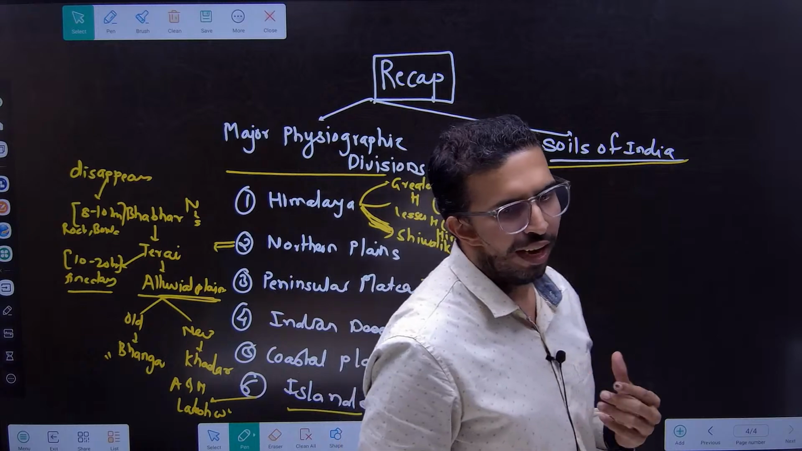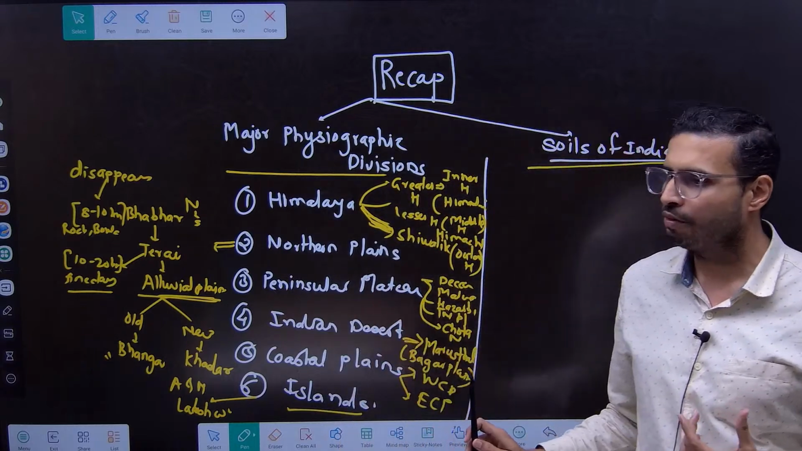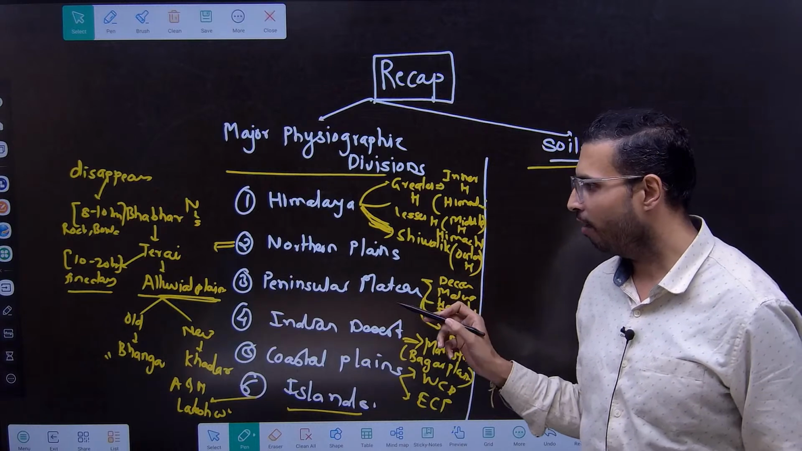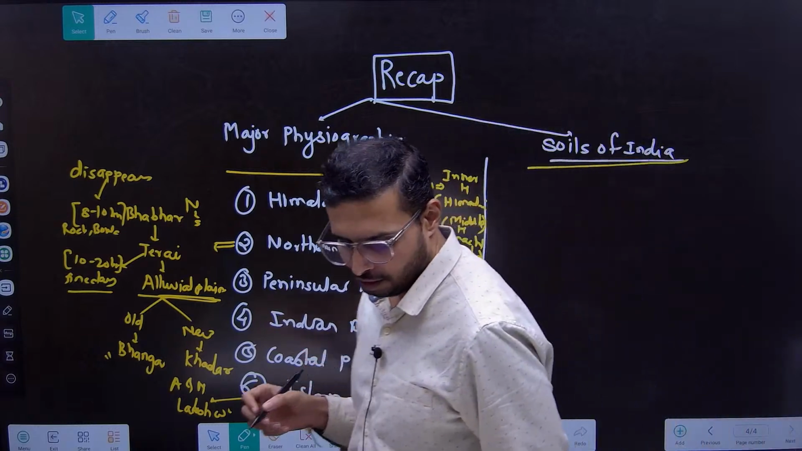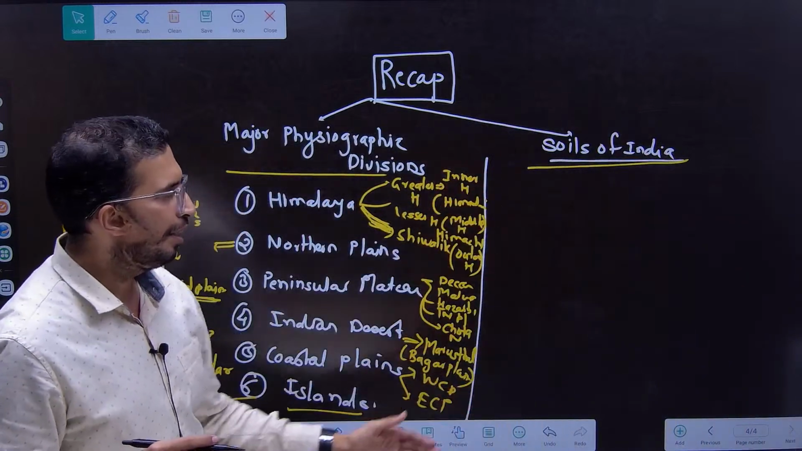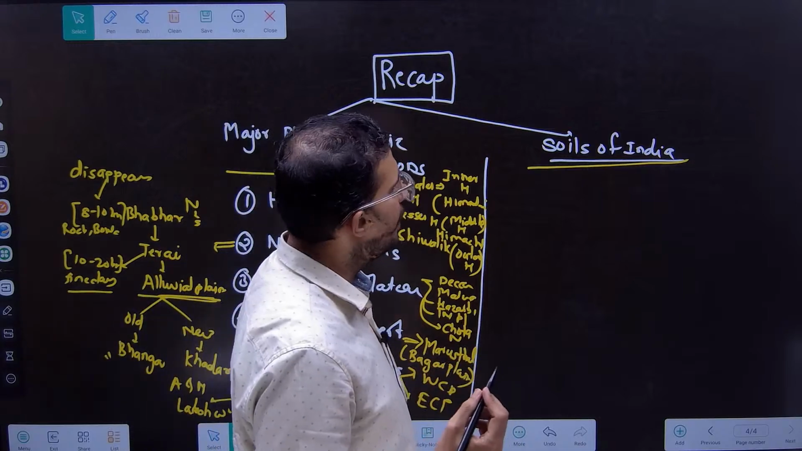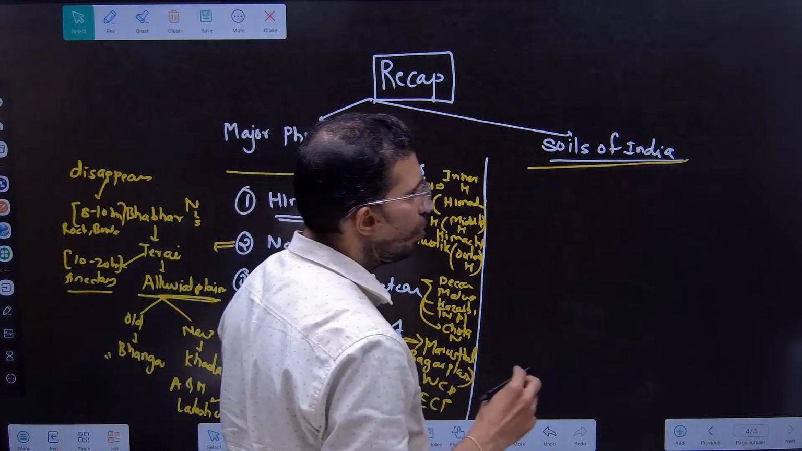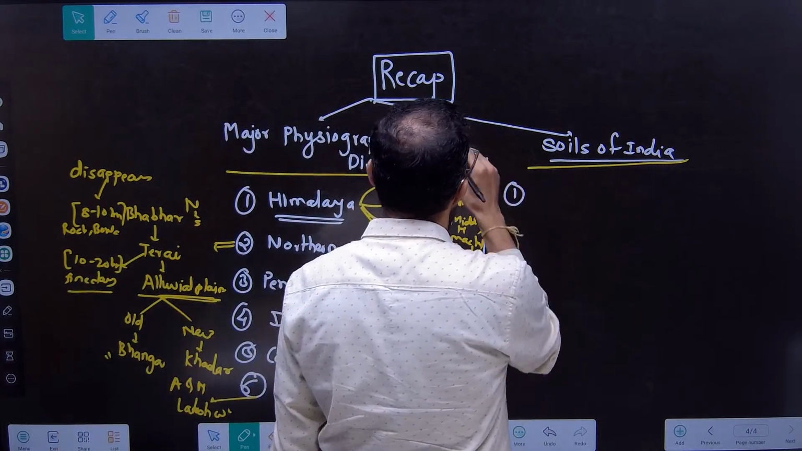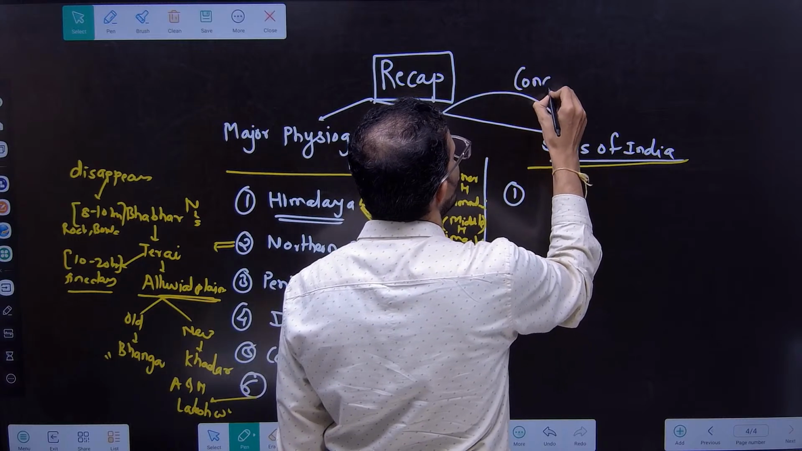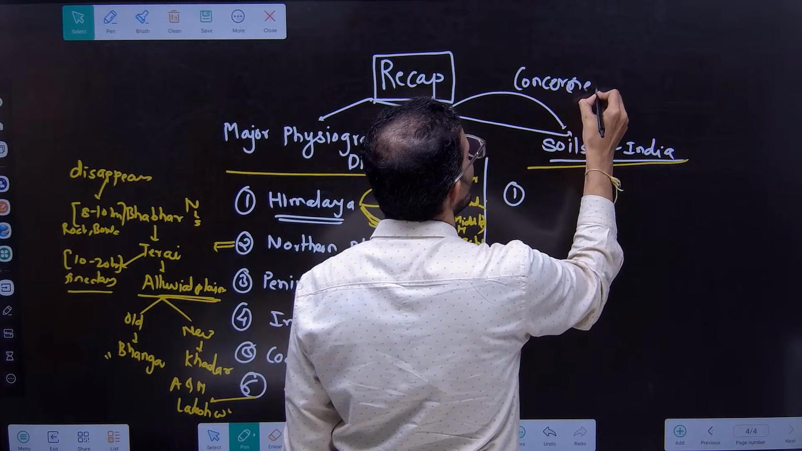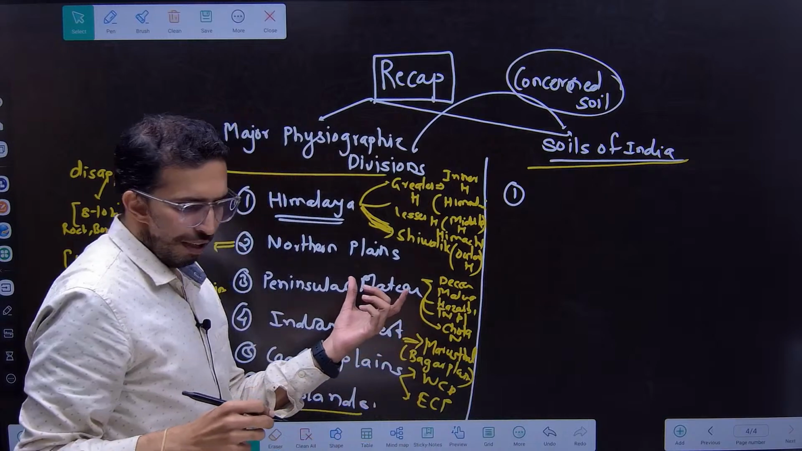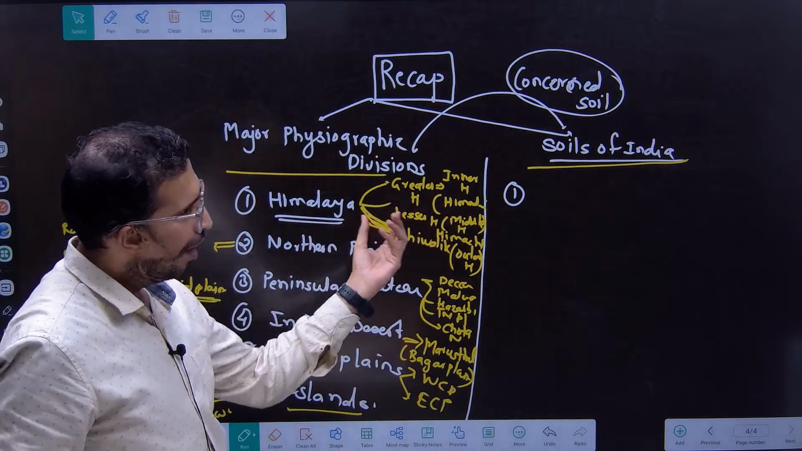These divisions and their features are very, very important. They might ask questions like the PYQs; prelims PYQs are asked in abundance. We have also studied in our previous lecture the soils of India. Soils of India, which type of soils? The Himalaya-related soil, and the concerned or corresponding soil. Just for the sake of remembering or retention, we are having the corollary.